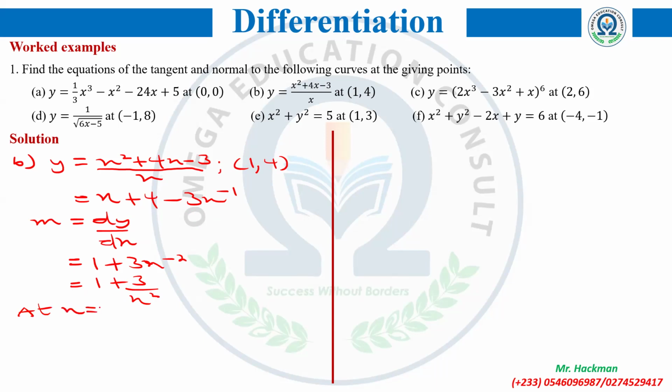So at x equal to 1, we are going to get m equal to 1 plus 3 over 1 squared. Or someone can also substitute here, getting 1 to the power negative 2, but you end up getting the same result. This implies that my m will be equal to 1 plus 3, which gives me 4. Is my point well made?